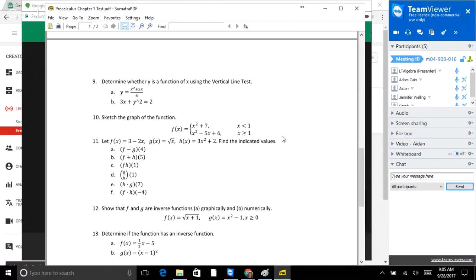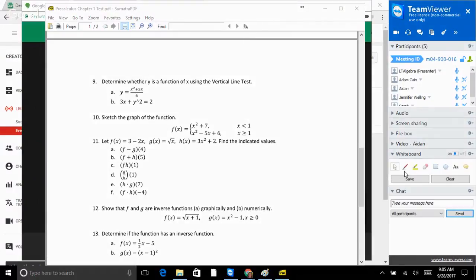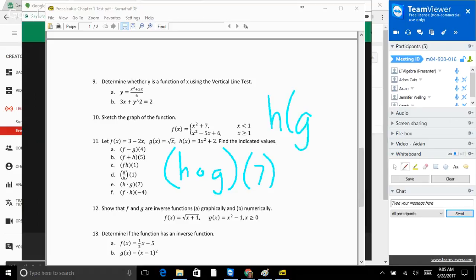So I know when we did our, the notation should actually be H open dot G. That looks like hog now. Of 7. Or I probably should have just written it like this, but the book didn't, so I didn't. So it's H of G of 7. Does that make sense? So E and F are compositions. So it's a closed dot, and it should be an open dot on E and F.